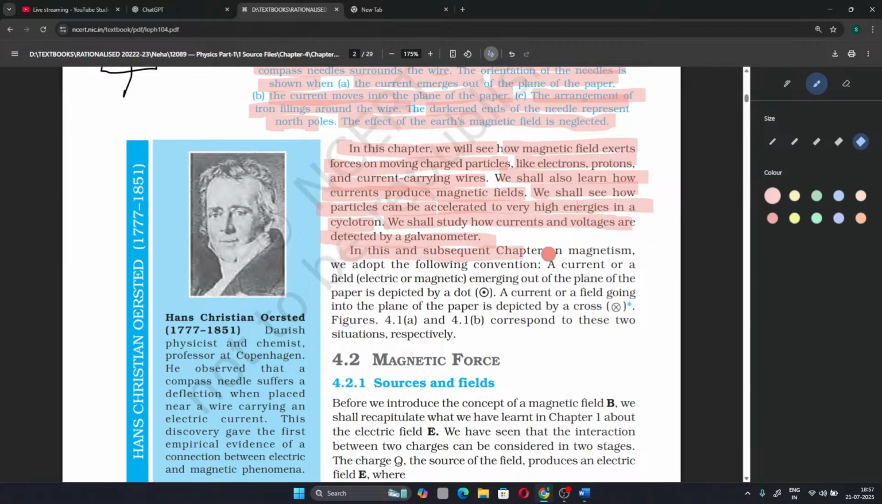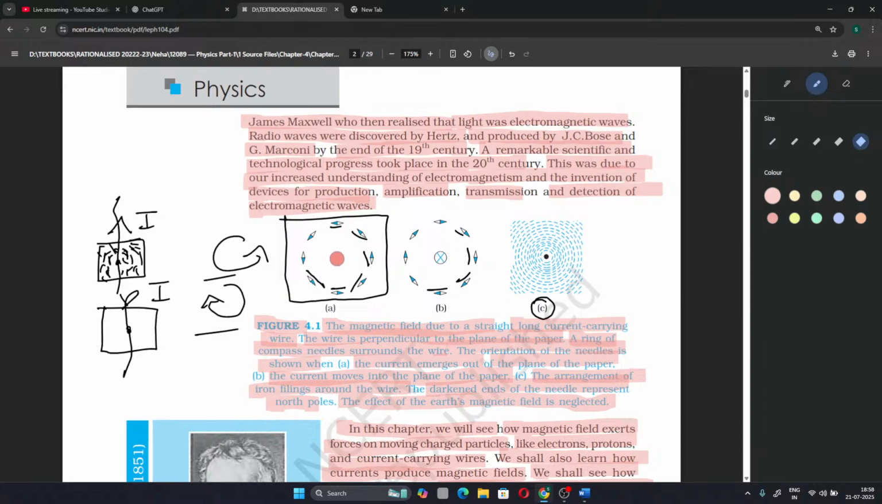In this and the subsequent chapter on magnetism, that is magnetism and matter, we adopt the following convention. The conventions are given here for both the chapters. A current or a field, electric or magnetic field, emerging out of the plane of the paper is depicted by a dot. A current or a field going into the plane of the paper is depicted by a cross. Basically, in these two figures, here it is coming out of the paper, so it's a dot. Here the current is going inside the paper, so a cross.